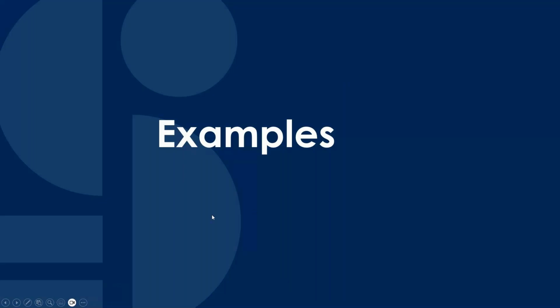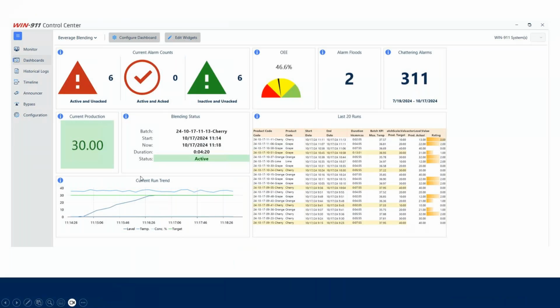Some examples of what you can do with this configuration is build dashboards that help you monitor both alarms and processes. If you think about the top left corner of this example here, these are alarm widgets that are coming from WIN-911, telling us the state of the game board, as it were, with your alarms. How many active unacknowledged alarms do you have versus acknowledged or maybe inactive alarms, and so on. And you can correlate the level of activity you're seeing in this system with what's happening in the process, which is what's feeding some of these other widgets that you see here.